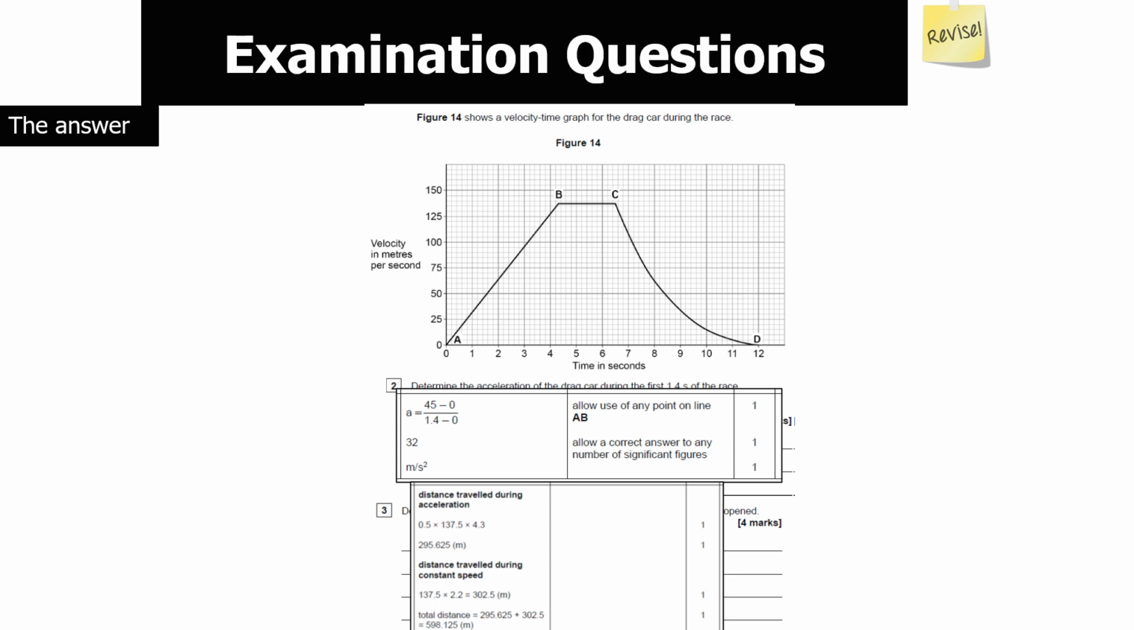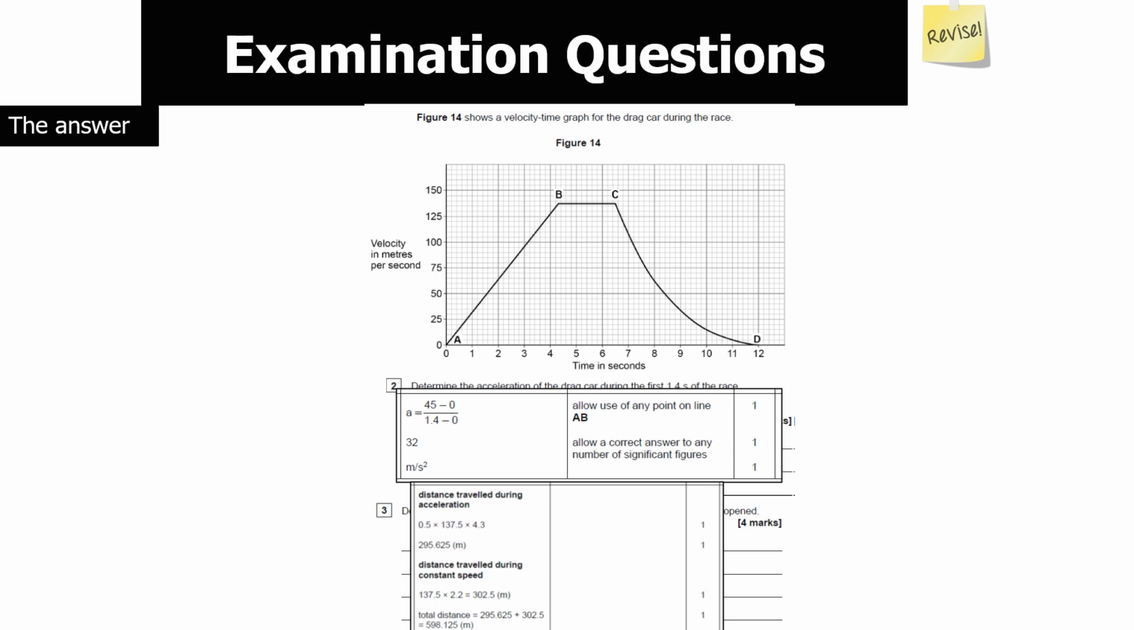So the area of the right-angled triangle is a half base times height. Now, what's the distance travelled during the constant speed? Well, it's a rectangle, so you're going to multiply the y-axis by the x-axis. 137.5 times 2.2 is 302.5. So our total distance is the two values added together, which is 598.125 meters.